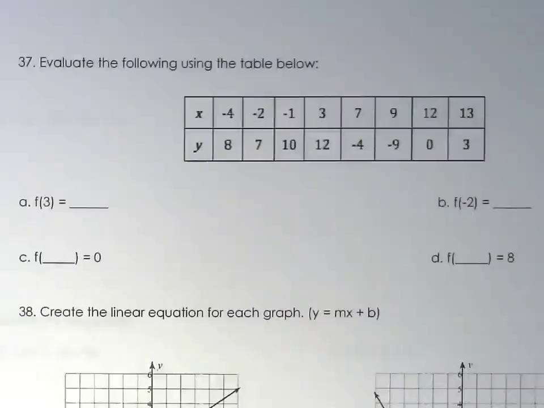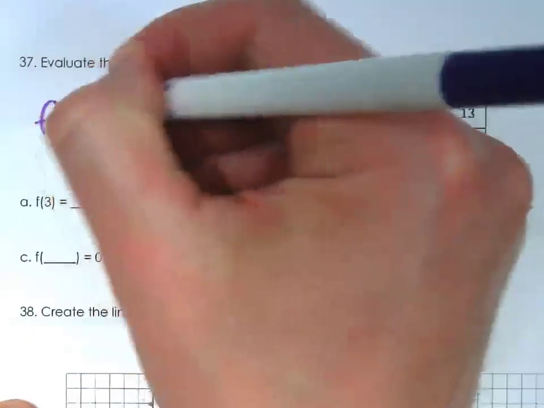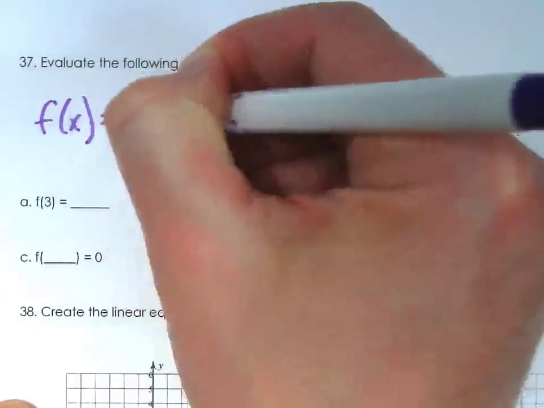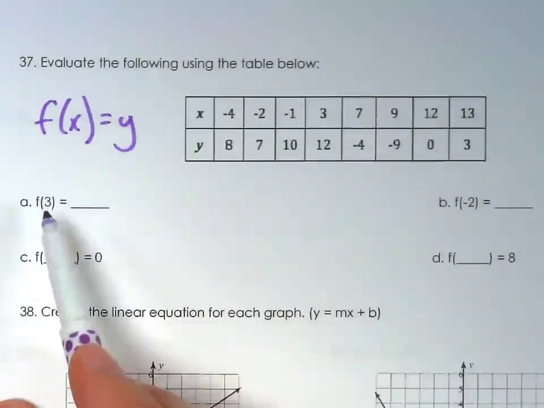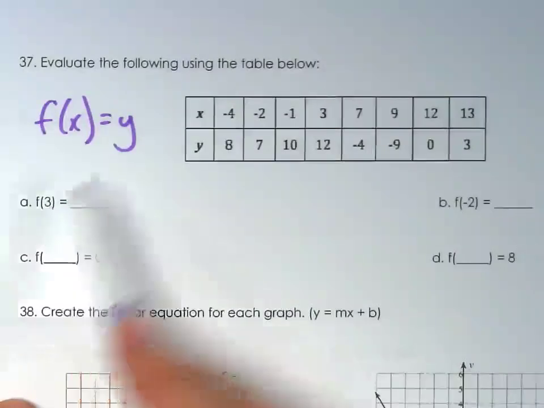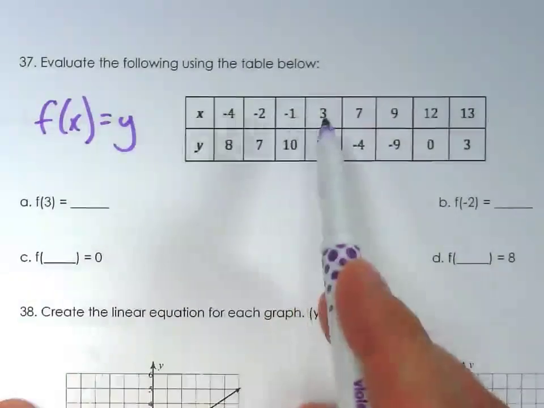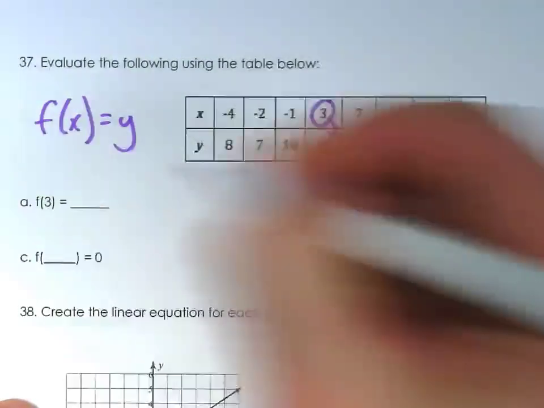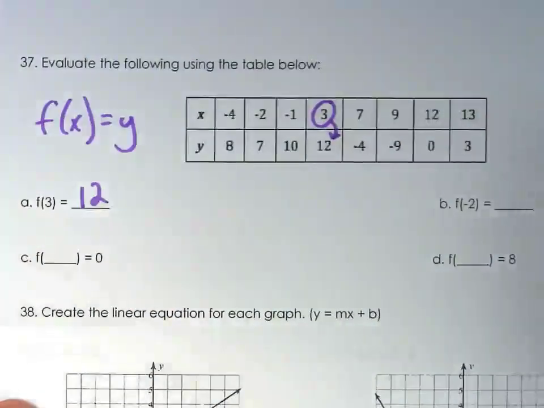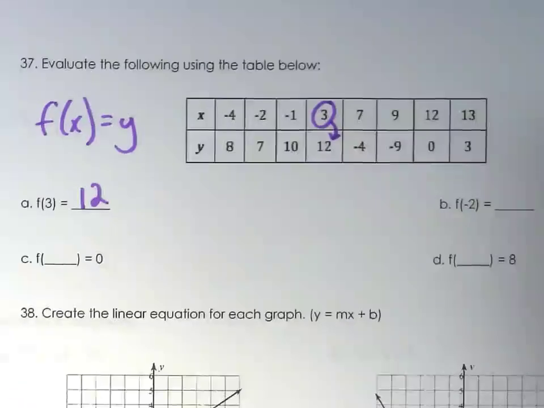Let me zoom out here. Again, same idea as above. You have f of x equals y. So when your x is a number, you're looking for your y value. So right here it says x is 3. Well, when x is 3, where's 3? There's 3 on my x. What is my y? 12. My y is 12. Pretty simple, right?